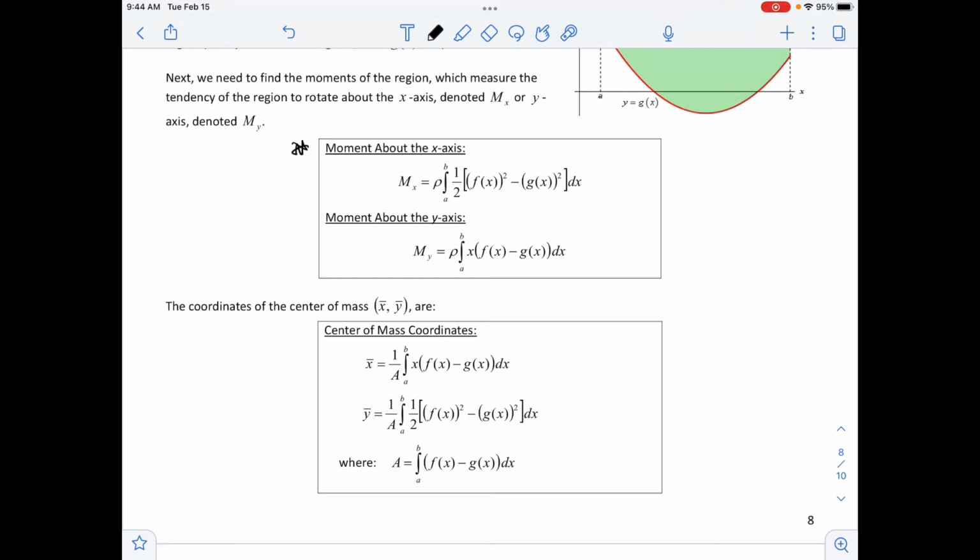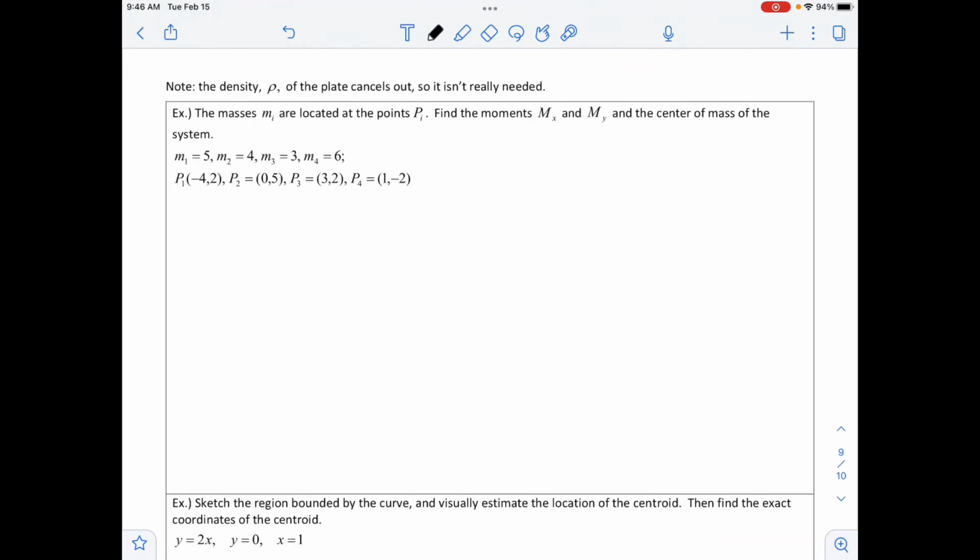The coordinates of the center of mass, x bar comma y bar, are given in the next box, where m is given as the integral of the difference between f of x minus g of x dx. Note that the density, rho, of the plate cancels out, so it isn't really needed.